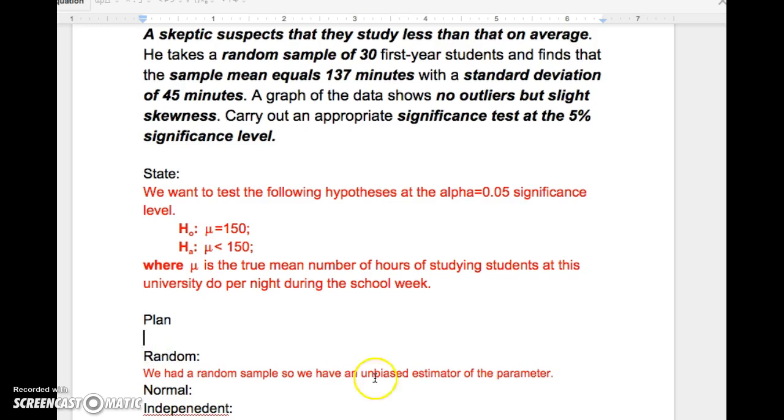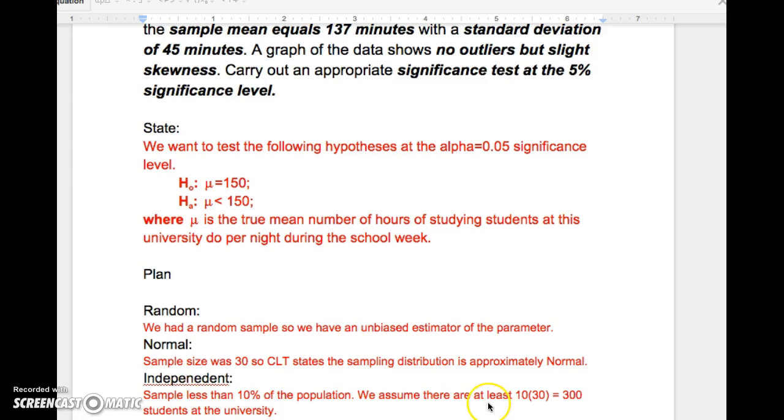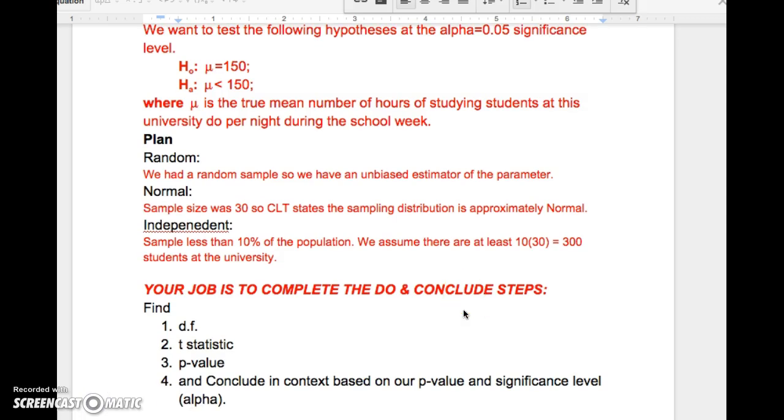We had a random sample, so we have an unbiased estimator of the parameter. Our random condition is met. For the normal condition, n is 30, so the central limit theorem states the sampling distribution is approximately normal. The independent condition requires less than 10% of the population, so we can assume there are at least 10 times 30, or 300, students at the university, which is reasonable. So we can use the formulas for standard deviation. To finish the problem, you're going to find the degrees of freedom, the t-statistic using your calculator or the table, and the p-value, and then conclude in context based on our p-value and the significance level, based on what we know about significance tests.